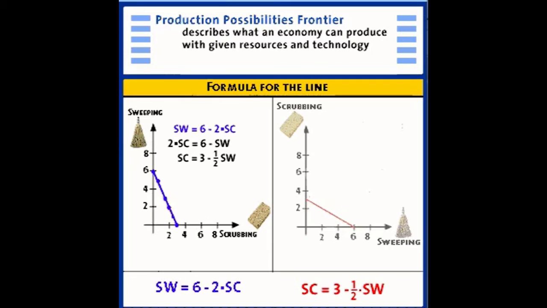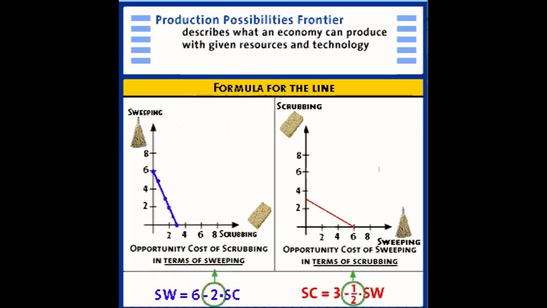Now, this is the thing that's important to notice. The opportunity cost of scrubbing measured in terms of sweeping is the reciprocal of the opportunity cost of sweeping measured in terms of scrubbing. If Bernie wants to sweep a room, he has to give up half a room that he could scrub. If Bernie wants to scrub a room, he has to give up 2 rooms that he might otherwise sweep. See, the opportunity costs are reciprocals of each other, and that makes mathematical sense because whenever you're moving and dividing, you're going to wind up with the reciprocals. But it even makes good intuitive sense.